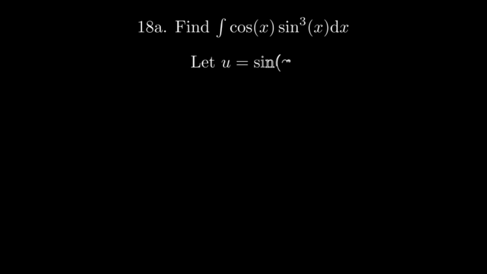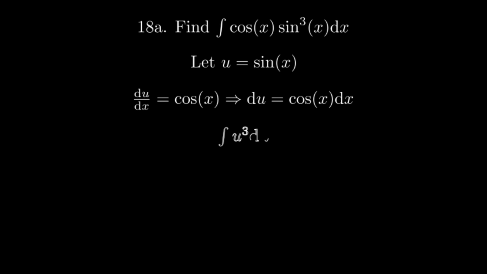Now for question 18a. We need to find the integral of cosine x times sine cubed x dx. This is another substitution problem. Let's set u equal to sine x. The derivative of u with respect to x is cos of x. Now we can substitute u and du into our integral. Using the power rule for integration, we get the result. Finally, we substitute back sine x for u. So the integral of cosine x times sine cubed x dx is sine to the 4th of x over 4 plus c.